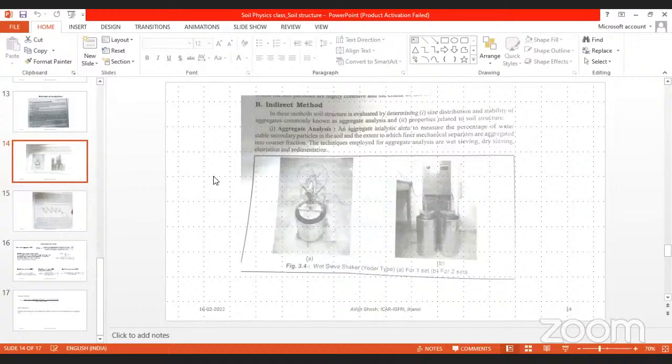Differences between dry and wet sieving. In dry sieving, you air dry the soil, and in this sieve you can see there is a box around the sieve. We do not put any water. It is shaken using an electric motor, and the soil mass is shaken in dry condition. Whereas in the wet sieving technique, we put air dry soil on the top of the sieve, and this outer box is filled with water up to the bottom of the top sieve. Then it is shaken up and down, and the soil gets wetted. Then the sieves are taken out, and the mass of the particles retained on each sieve is taken.